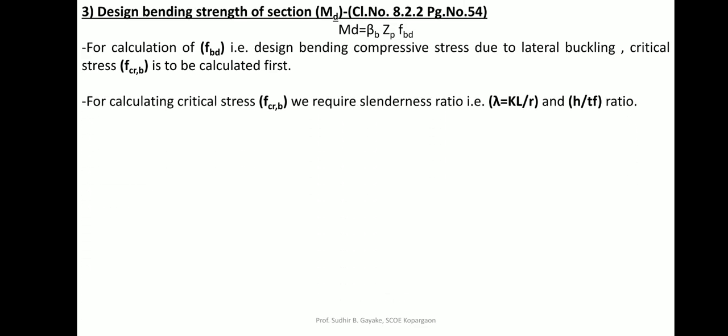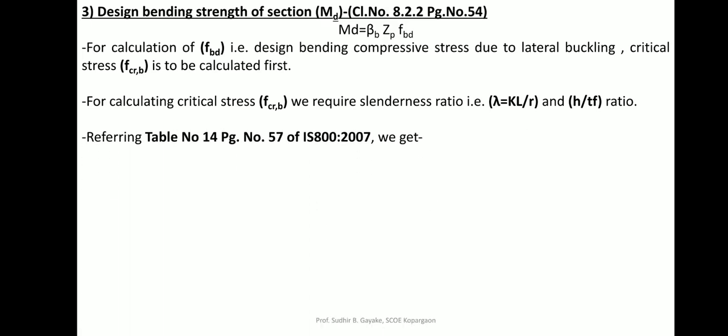Now next, design bending strength. As we have already seen, for laterally unsupported beams it is calculated using the design compressive stress fbd, the lateral torsional buckling stress, and for the fbd calculation your slenderness ratio KL by r is required. For the calculation of fbd, the design bending compressive stress due to lateral torsional buckling, the critical stress fcrb is to be calculated. For calculating the critical stress fcrb, we require the slenderness ratio, that is lambda equal to KL by r, and the h by tf ratio.